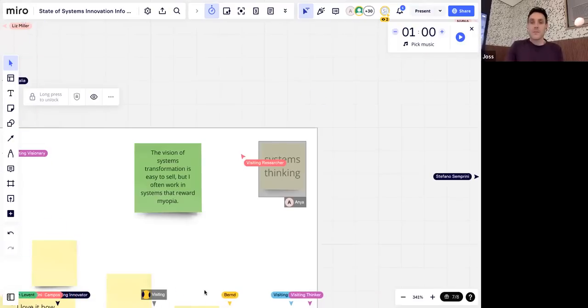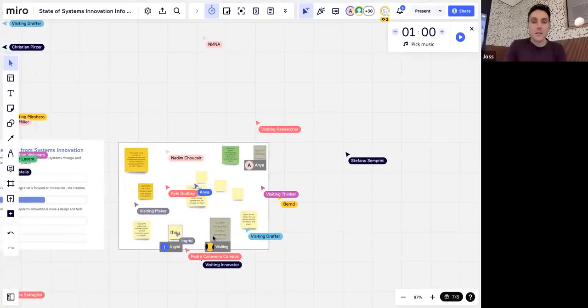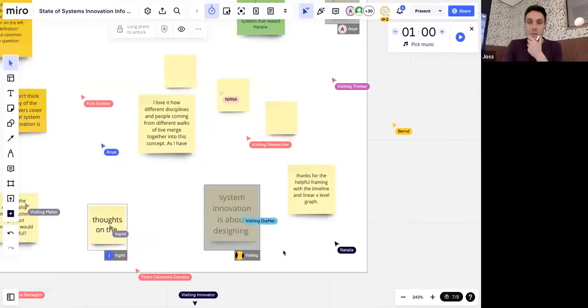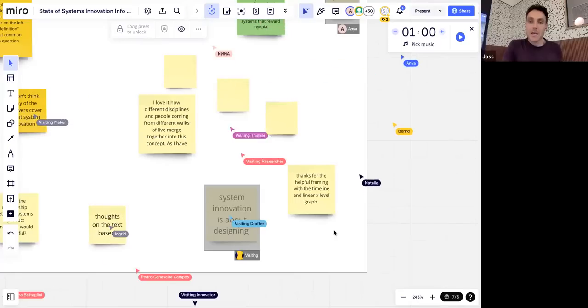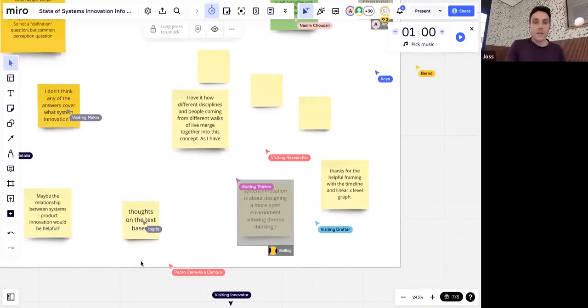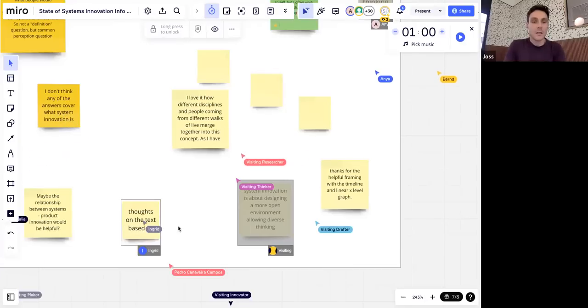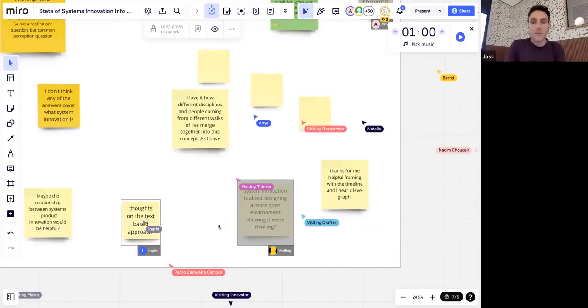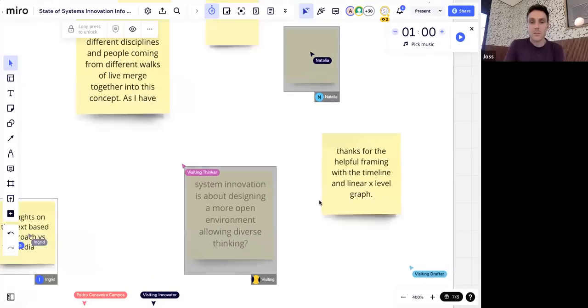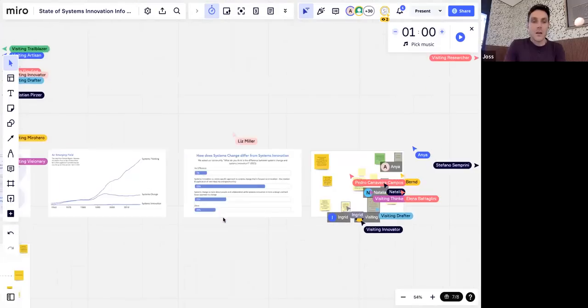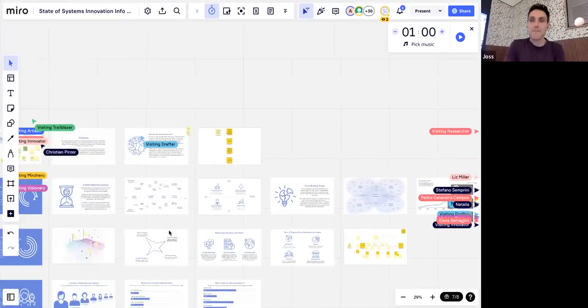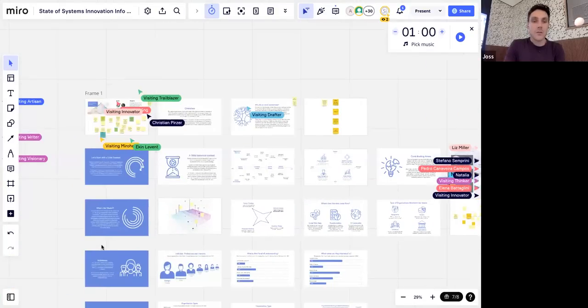Okay, great. Thank you for sharing that, and stay posting up. Also thanks for the helpful framing with the timeline and linear X level graph. Thoughts on the text? Okay, we'll stay going. Maybe come back to this afterwards. Systems innovation is about designing a more open environment, allowing diverse thinking. Great. So let's stay going. That was just a little bit of the framing, and we'll move on to the next section.